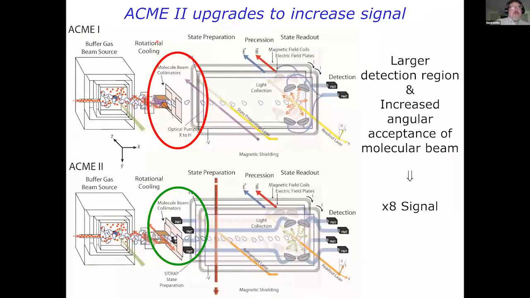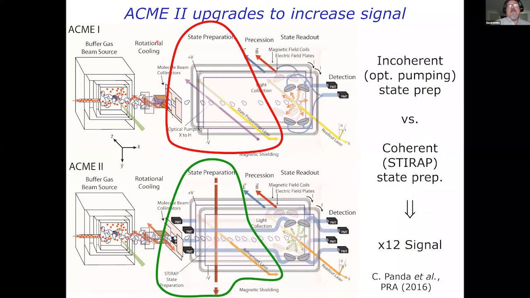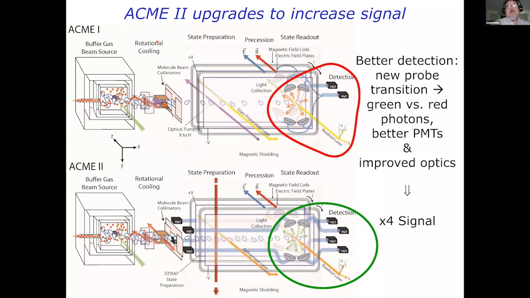In ACME 2, the latest generation that has given a result, compared to the first generation of ACME, we increased the acceptance of the molecular beam to increase the signal by a factor of 8. We prepared the states in a more efficient way to get a factor of 12 more signal. And we detected in a more efficient way to get 4 times more signal. So a huge increase in signal from one generation to the next.